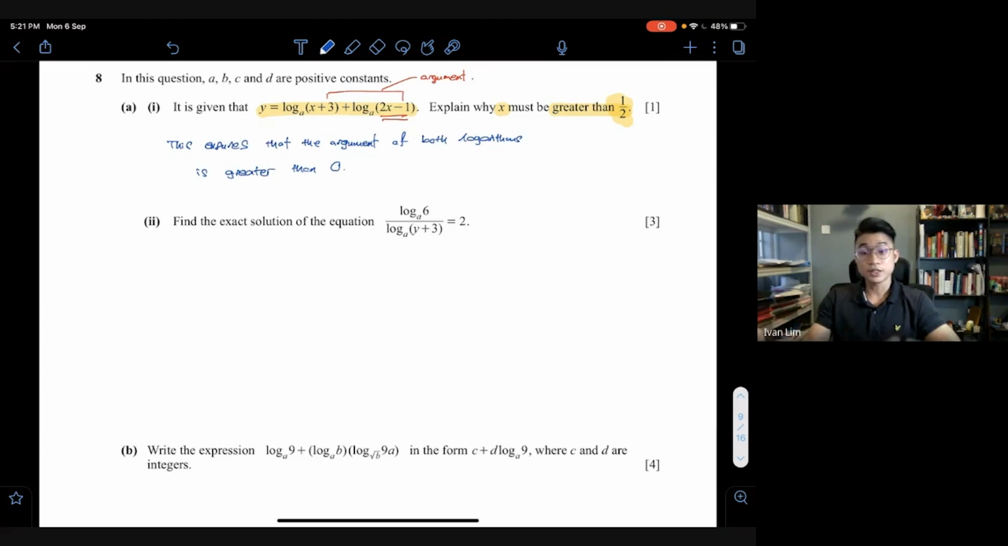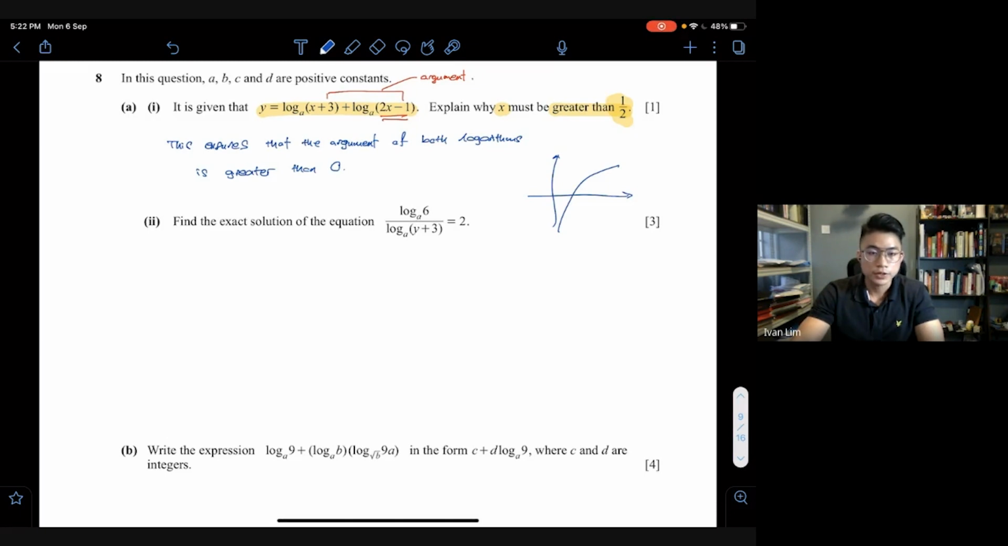Okay, so you all need to understand the theory part also. N Math recently, I think, has been asking quite a bit about how to explain why it is like this, why it is like that. So don't just memorize the calculation, understand what you are doing also. Okay, clear this one? So the argument must be more than 0 because your log graph is basically like this, right?